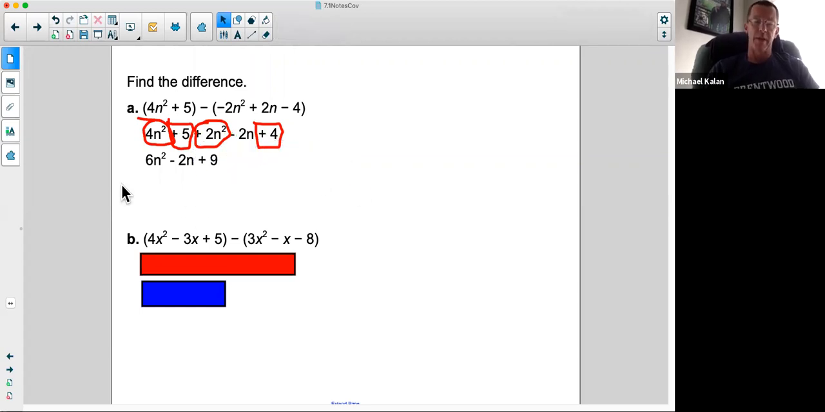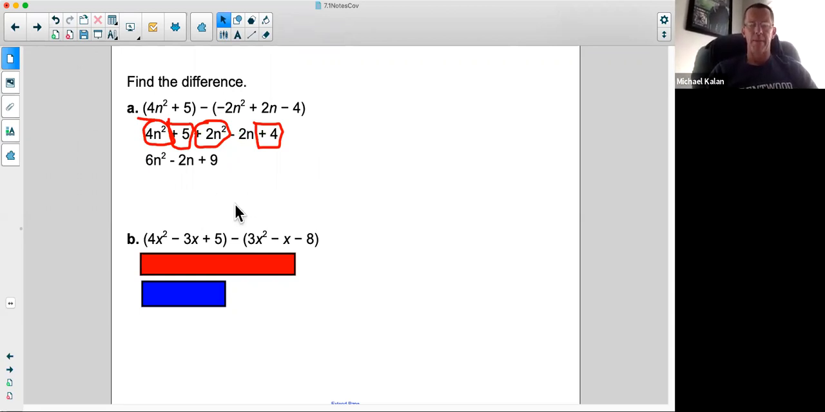The instructions don't say anything about writing these in any kind of descending order or in standard form, but generally that's a good idea, and you'll see why when we get into factoring later. And I think it's in this unit.